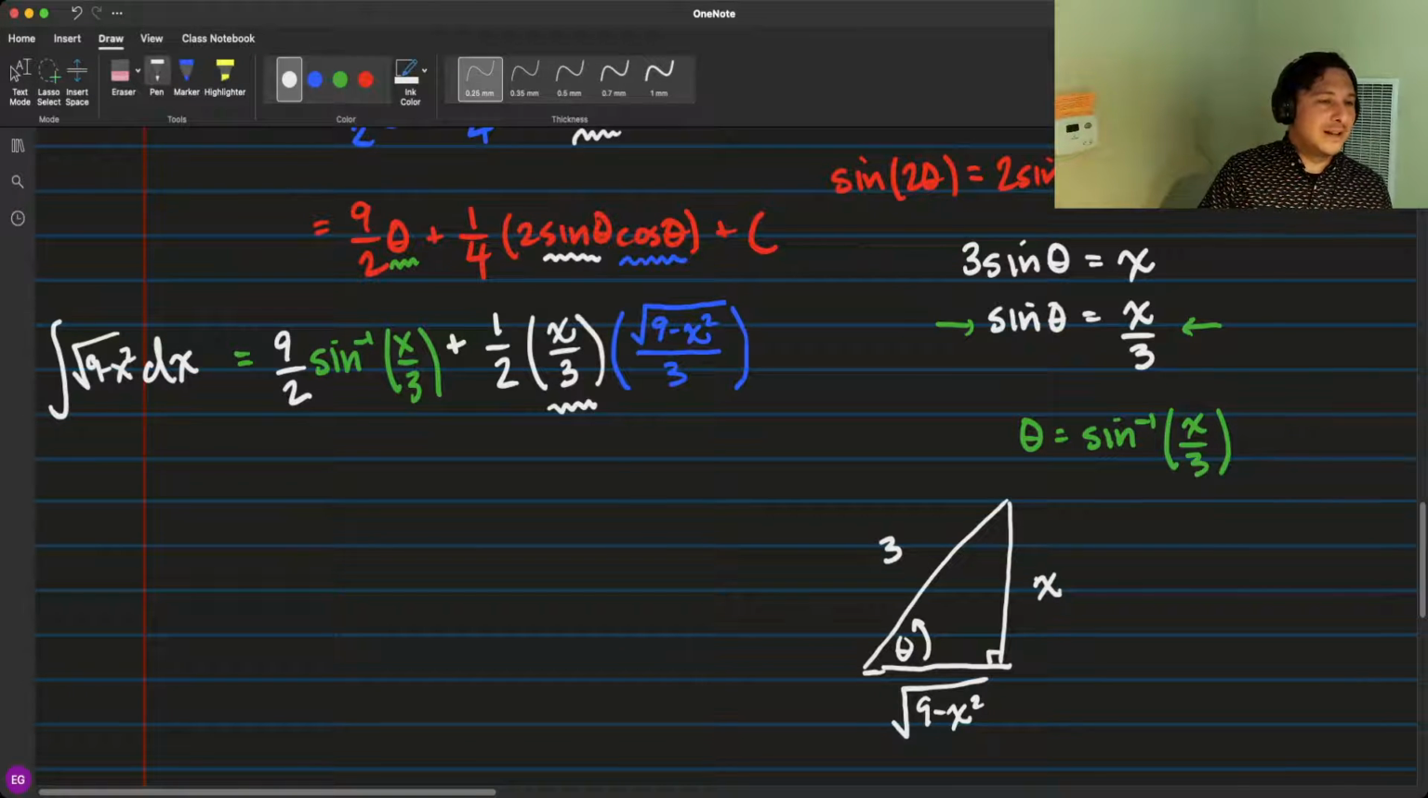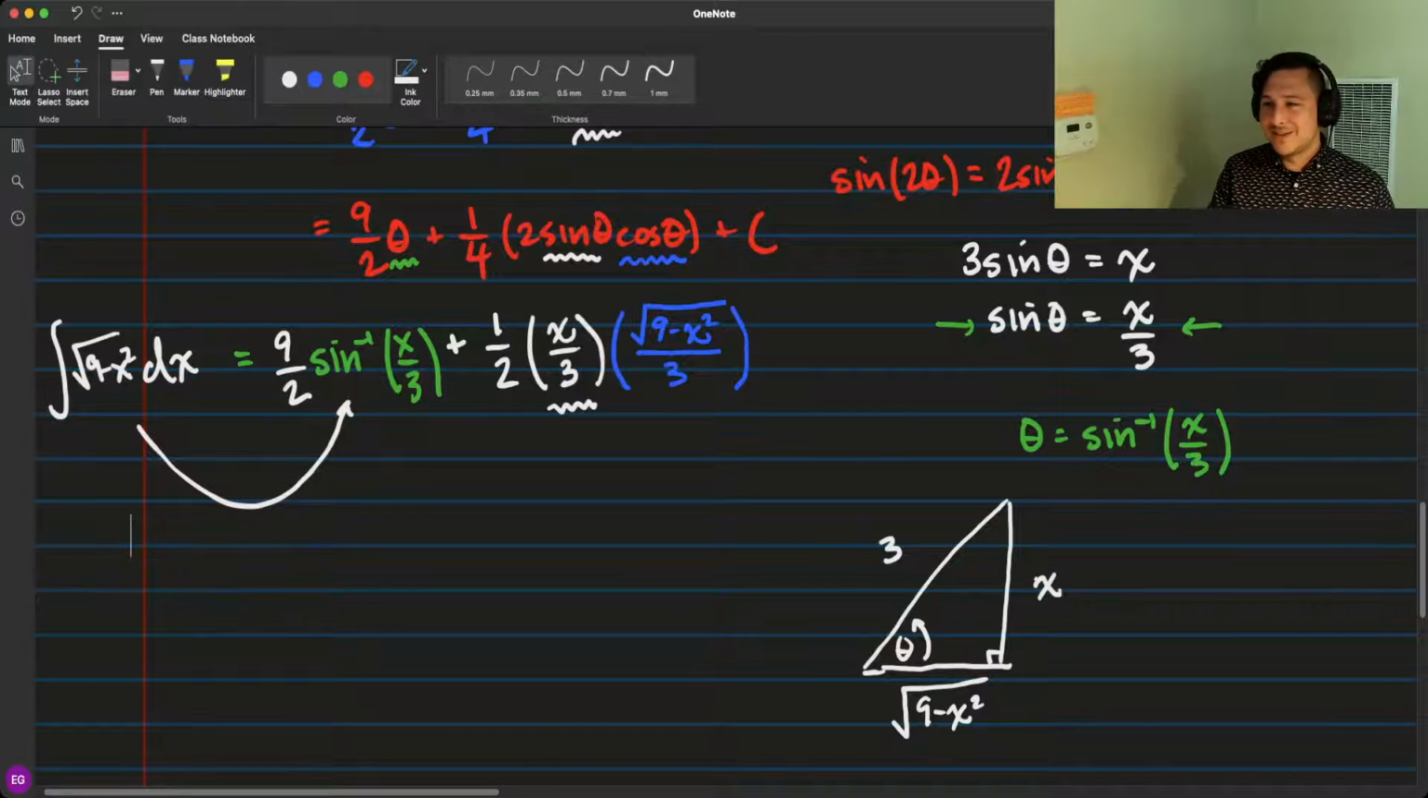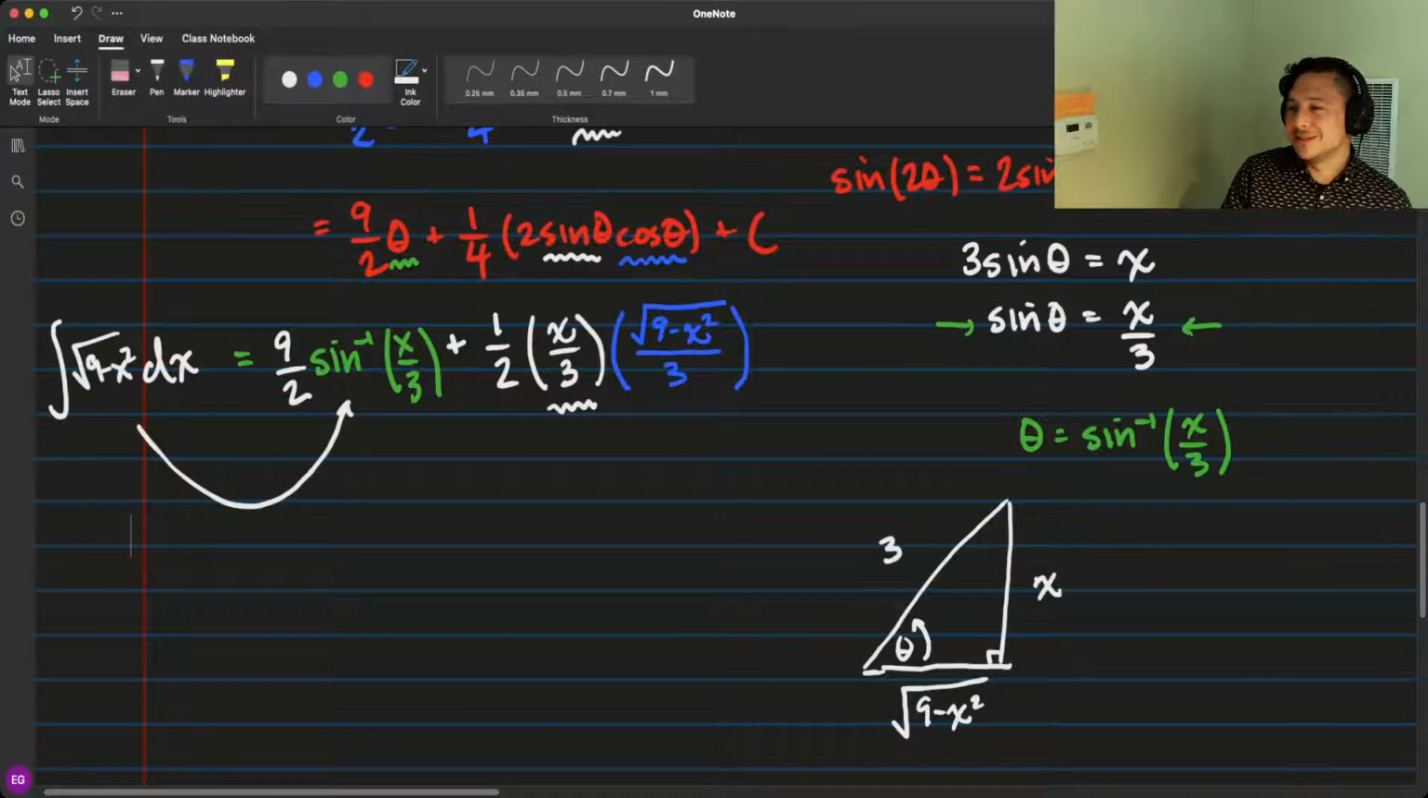And people were saying it earlier, your answer is going to have a sine inverse. Well, now you see why it has a sine inverse. Because you get that theta there, right? And theta is the sine inverse of x over 3. Plus all this other stuff.